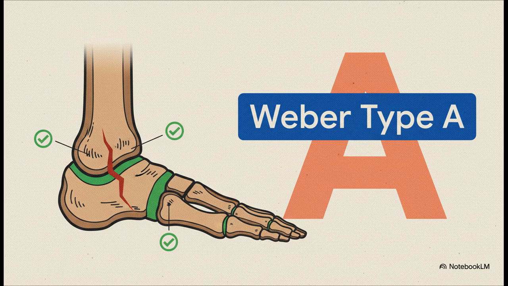All right, let's break it down, starting with type A. The fracture is below the syndesmosis, and this is the key part. Because it's so low, those critical stabilizing ligaments, the syndesmosis, the deltoid ligament, they're totally fine. They're intact. And that's why this is considered a stable injury.